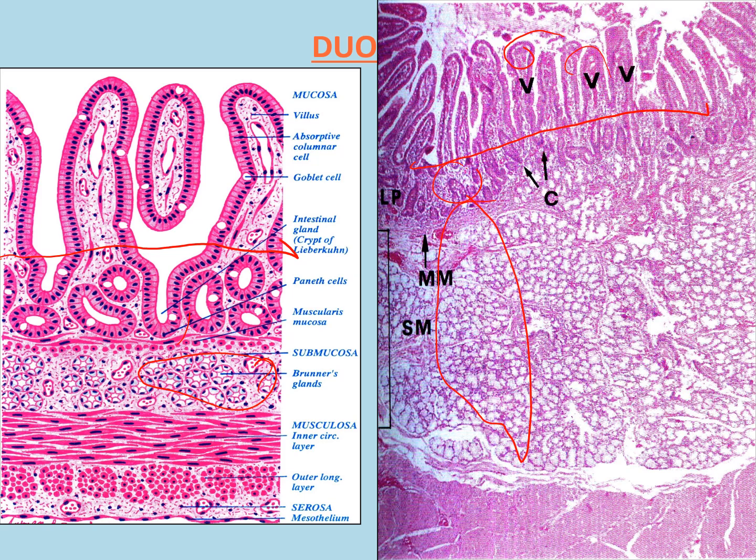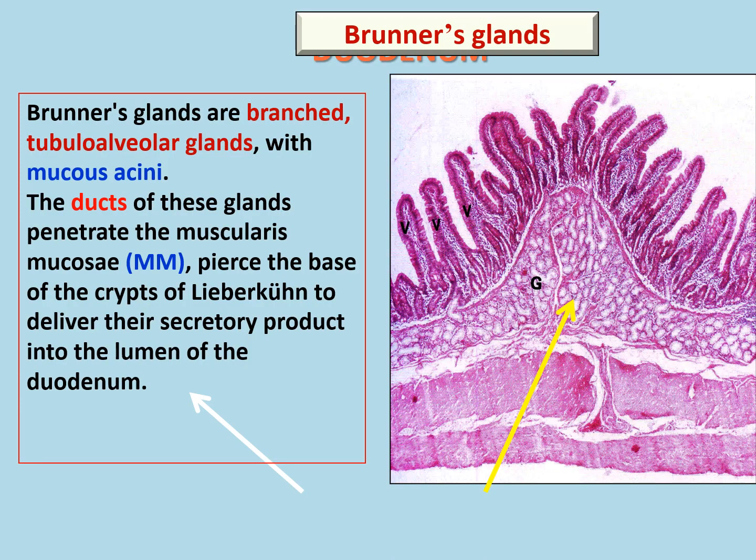Let's discuss more about the gland. Brunner's glands are branched tubular glands. What does branched tubular mean? It means that there is a tube and alveoli. Branched here. This is a branched tubular gland. These alveoli are considered to be mucus acini, producing mucus.